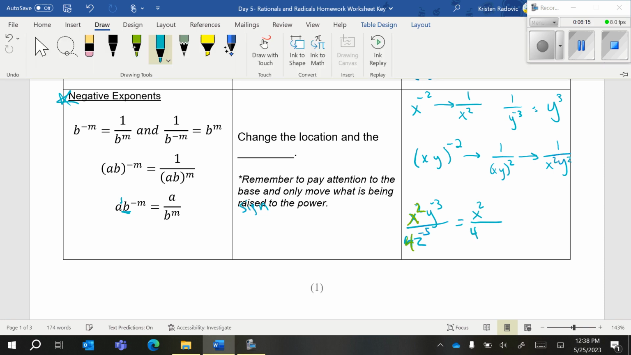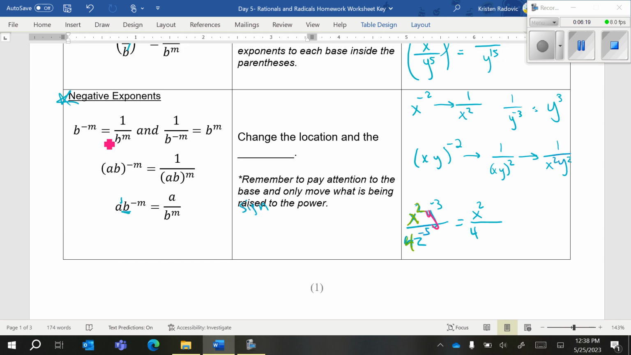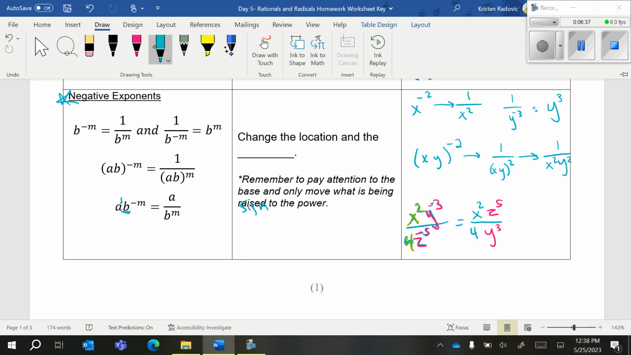Now I'm going to look at my negative pieces. So my first negative piece, y to the negative 3, has a negative. It's in the numerator, so I'm going to put it in the denominator. My next piece, z to the negative 5th, is negative and in the denominator, so now it's going to go to the numerator and as a positive.